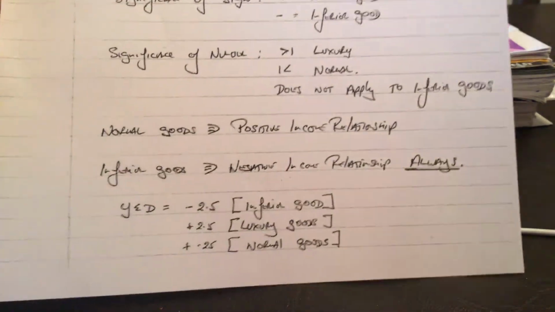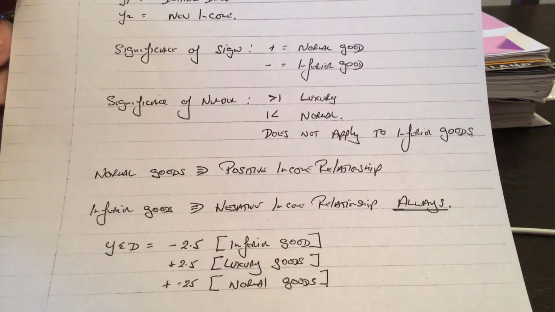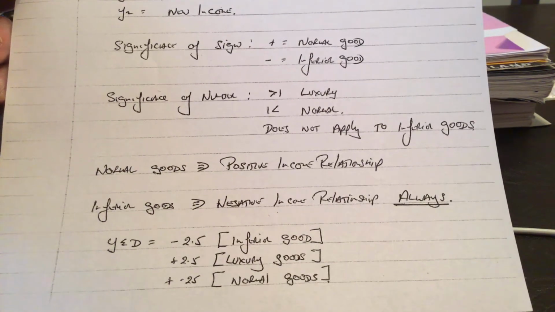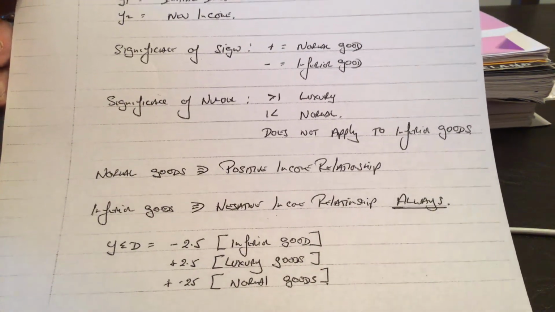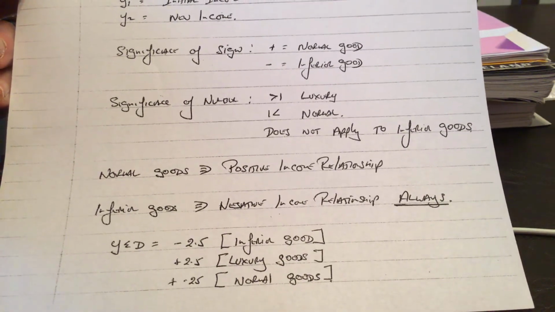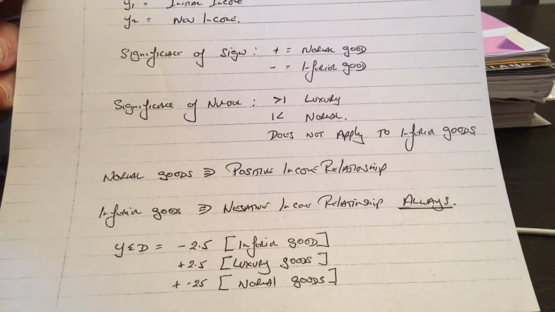So if you go down to the bottom, we look at YED minus 2.5. That's an inferior good. Plus 2.5, it's a luxury good. Plus 0.25, it's a normal good. So normal goods have a positive income relationship, and inferior goods have a negative income relationship, always, no exceptions.